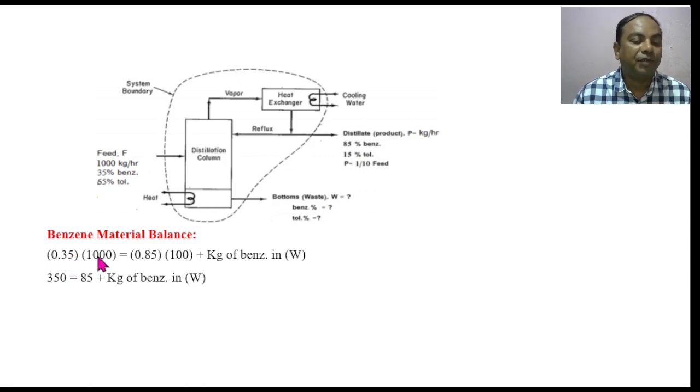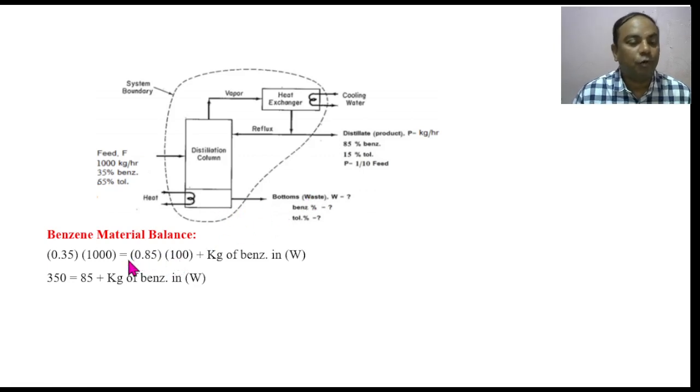So mass fraction multiplied by the total quantity gives the amount of that particular constituent present in the total quantity. So this is the left hand side. Now just do it on the right hand side.